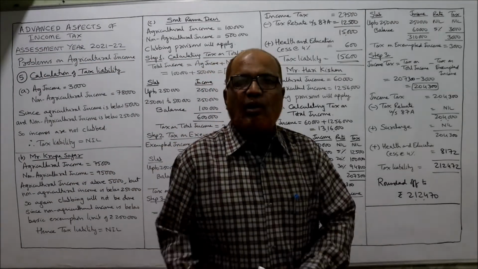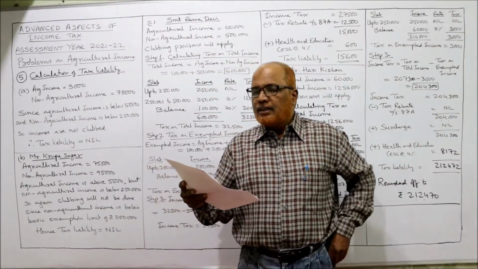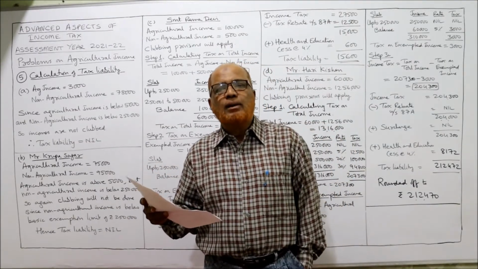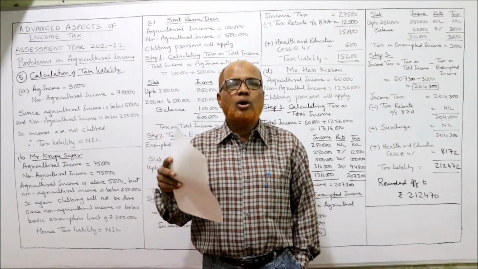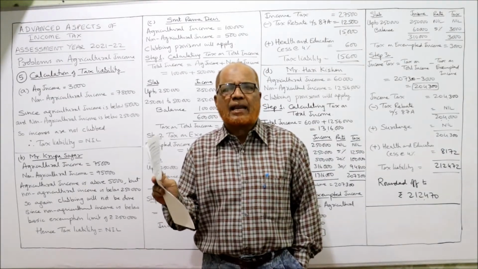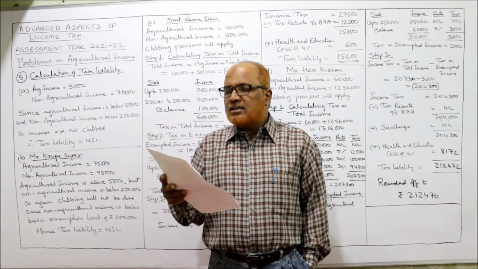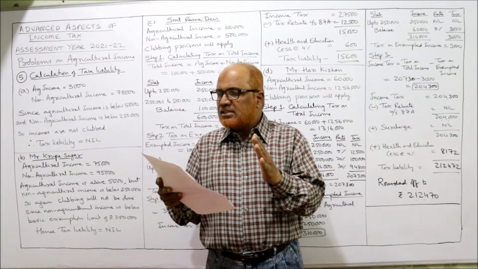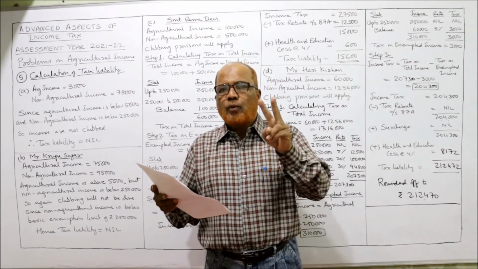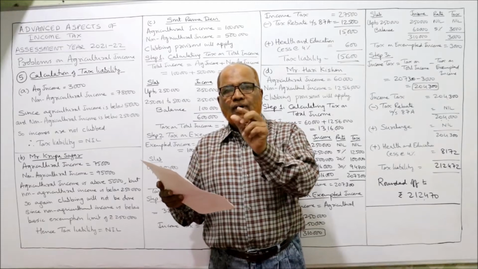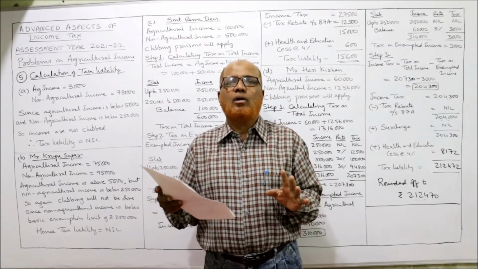Now I am starting problem number 1 on agricultural income. The first problem is only a theoretical problem. You have to decide whether items are agricultural income or non-agricultural income. No computation, no calculations. First problem: discuss whether the following items of income constitute agricultural income or not for the purpose of the Income Tax Act. Two points are given, A and B. For each point, you only have to decide whether it is agricultural income or not.